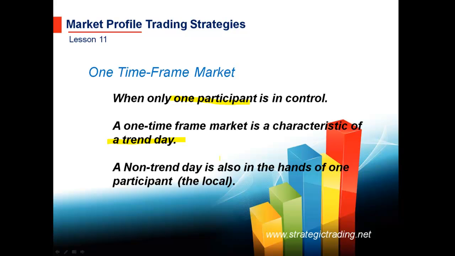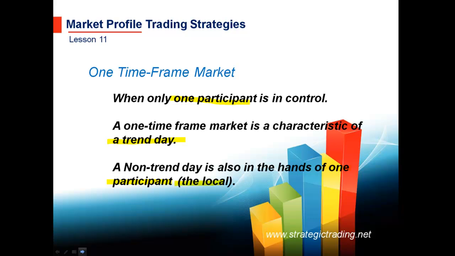It's also important to note that when we get a non-trend day, we also have really one participant that's in control, and that's the local or the short-term trader. That means that both the other time frame buyer and the other time frame seller are out of the market. So when we see non-trend days, who's in control? It's the short-term trader, or what we call the local or the market maker, the short-term trader basically.